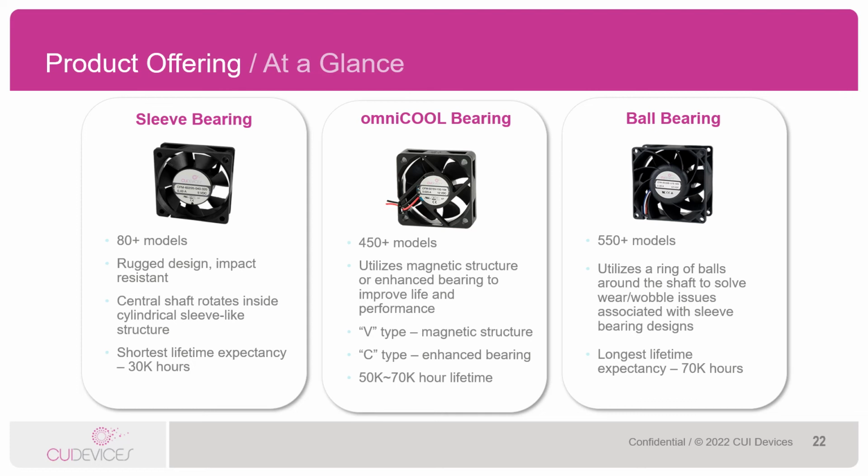The large bulk of our product offering comes in omniCOOL or ball bearing designs. We carry over 450 models with an omniCOOL bearing design, both the V-type, which utilizes a magnetic structure to balance the rotor, and the C-type, which utilizes specialized grooves in the bearing to assist with the movement of lubricant. Lastly, we carry over 550 ball bearing models, which hold the longest lifetime of the 3 bearing types.